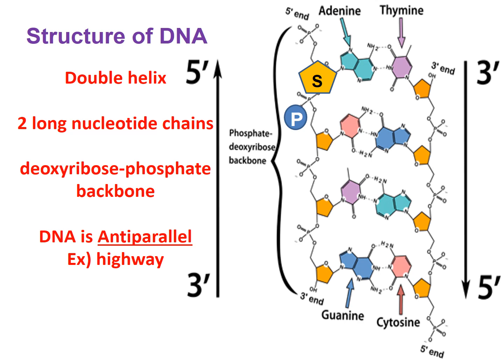The outside is a ribose phosphate backbone, that sugar phosphate group backbone that forms the outside of the ladder. And you also should remember that DNA is anti-parallel, meaning one strand runs one way and the other strand runs the other way, like a highway.